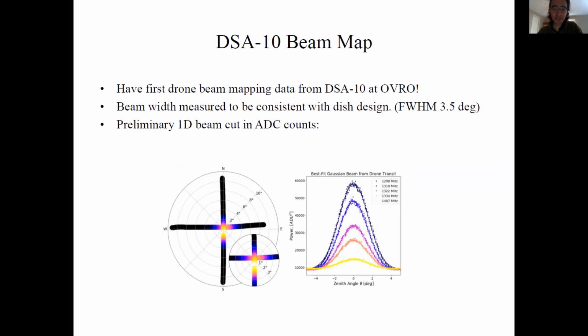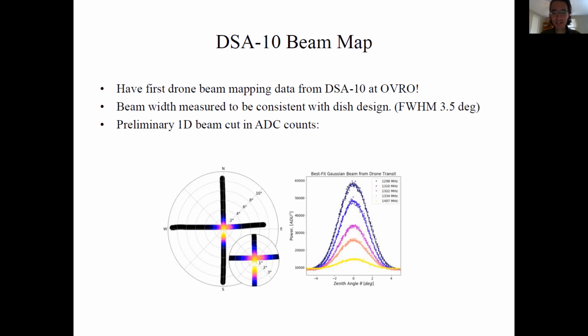So this is our first actual beam map from a drone. So we flew this cross pattern over the DSA-10 dish at OVRO, and measured the beam pattern as a function of frequency here, and it comes out to be consistent with the design of the dish at OVRO. So we were very, very pleased with that. This was flying manually, actually. We didn't have a functioning autopilot yet.